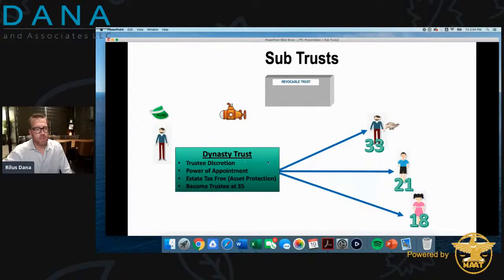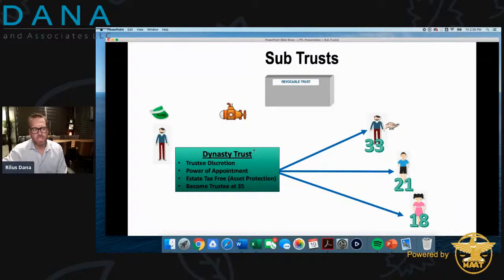Dynasty Trust, the technical name is a generation skipping trust. That's the estate tax term. Even though there's not very many people that are concerned about the estate tax, with the exemption being $10 million, which means that you're not subject to the estate tax unless you have more than 10 million in the estate, I like these dynasty trusts.